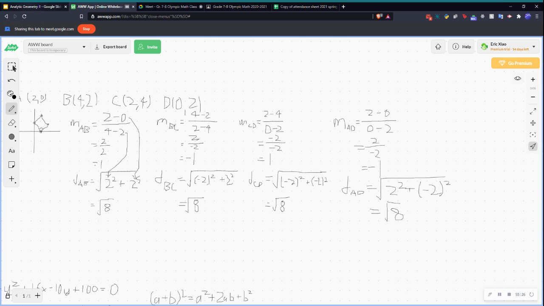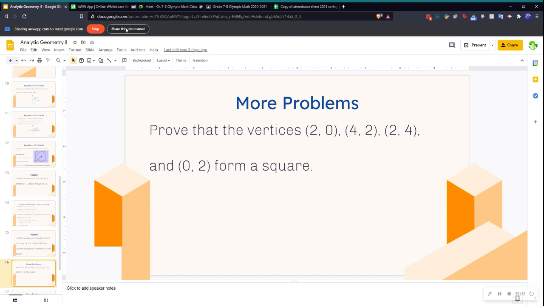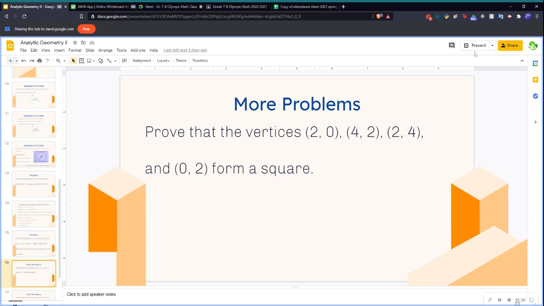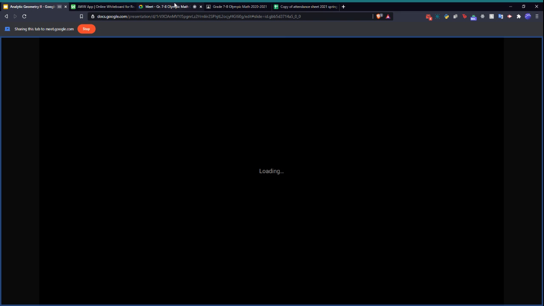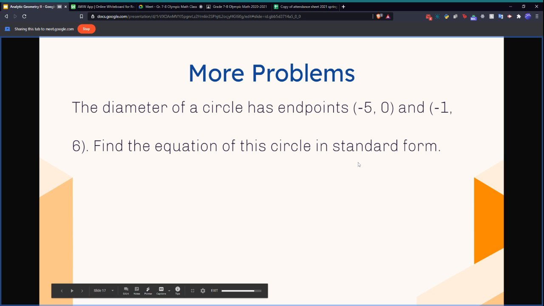It was pretty tedious, but in a proof problem, you have to be a little bit tedious with your solutions. Right? If there are no questions, I'm going to move on to the next problem.